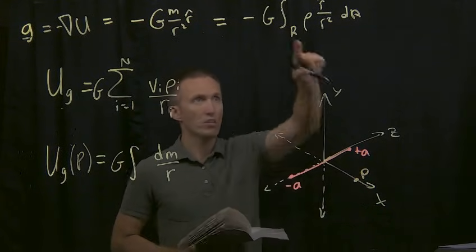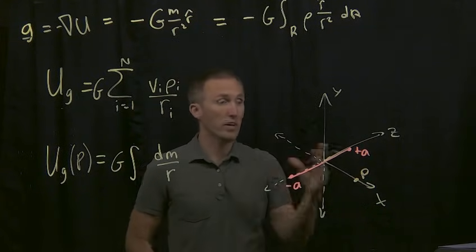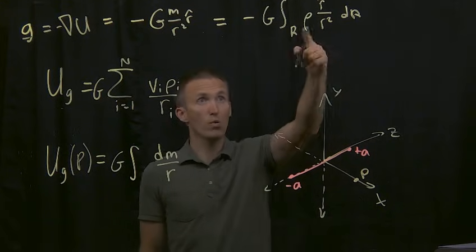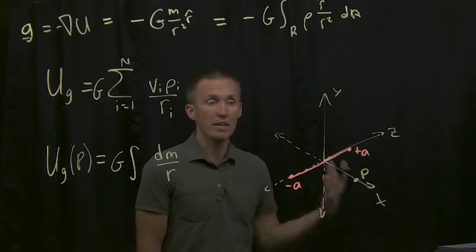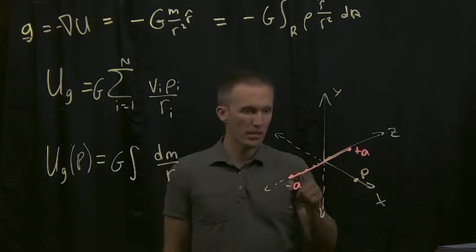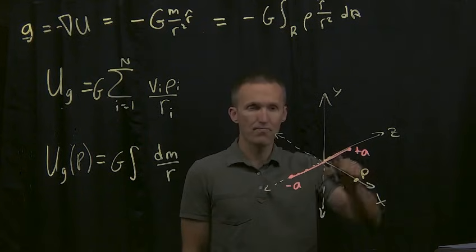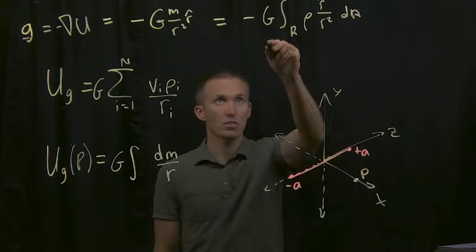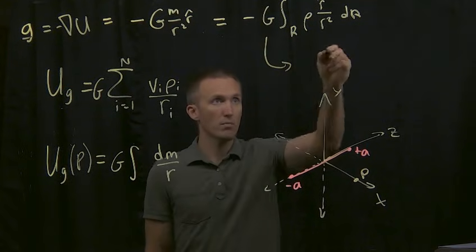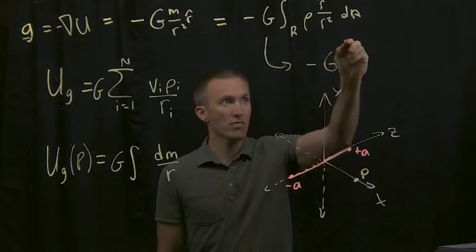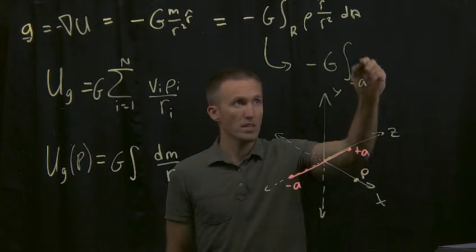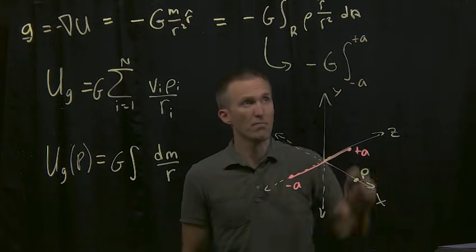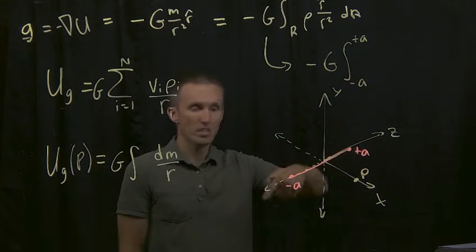So again, here's our integral. We're integrating. Where do we need to integrate? We need to integrate over all the locations where there is some density. So we're going to end up integrating along the z-axis, this infinitely thin wire, from minus a to plus a. So if I go and start putting in my numbers here, I'll have minus g. That doesn't change. I'll have minus a to plus a. I'm going to integrate just along the z-axis.